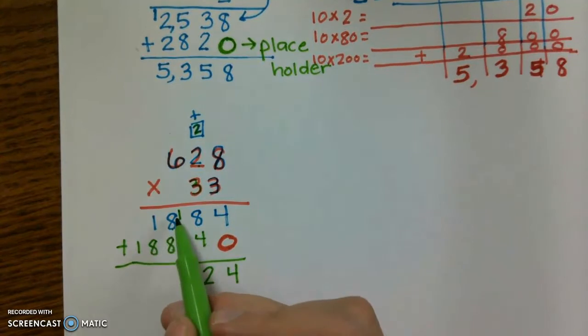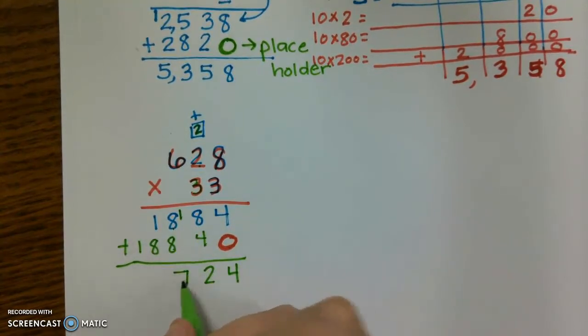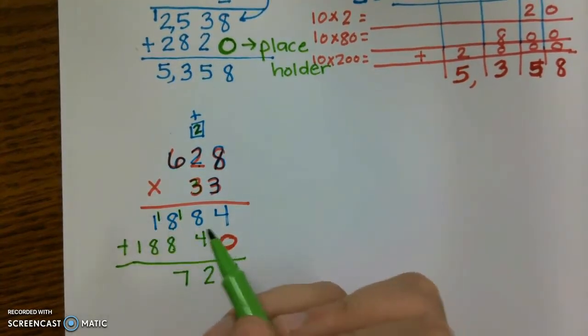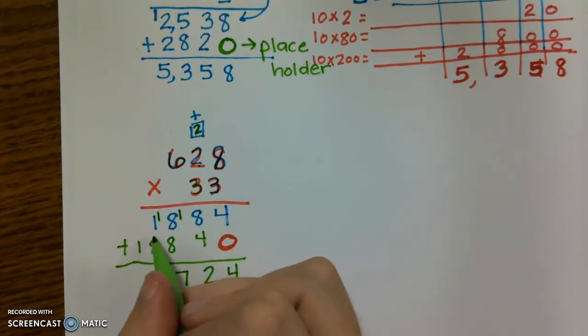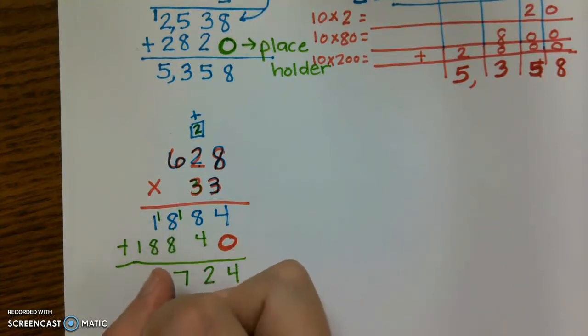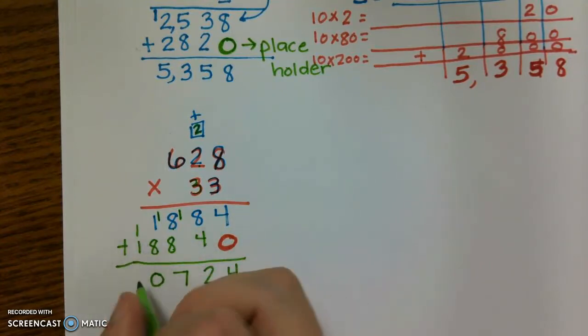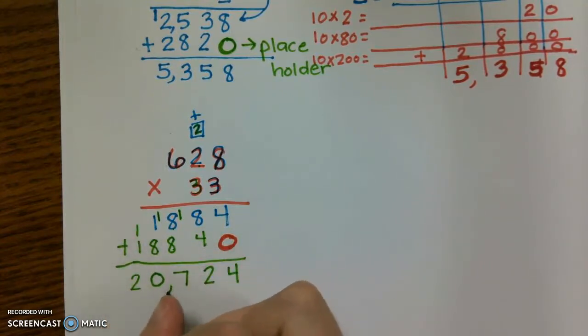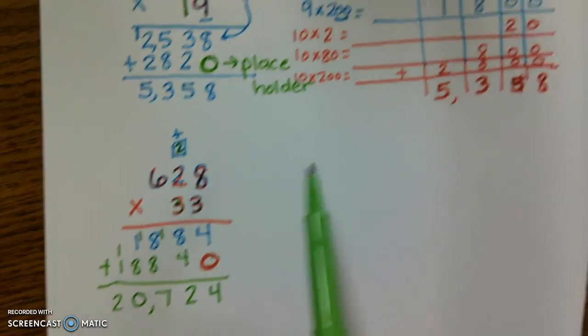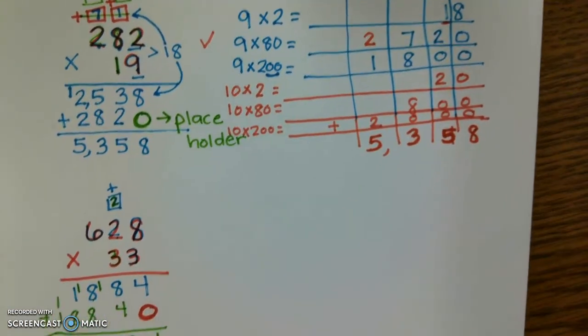8 and 8 is 16, plus 1 is 17. Regroup my 1 to the thousands place. 8 plus 1 is 9, plus 1 more is 10, so I'm going to drop a 0 and regroup my 1 to the 10,000s place. 1 plus 1 is 2. So my product is 20,724. And once again, you can check it by doing partial products, which is up here.